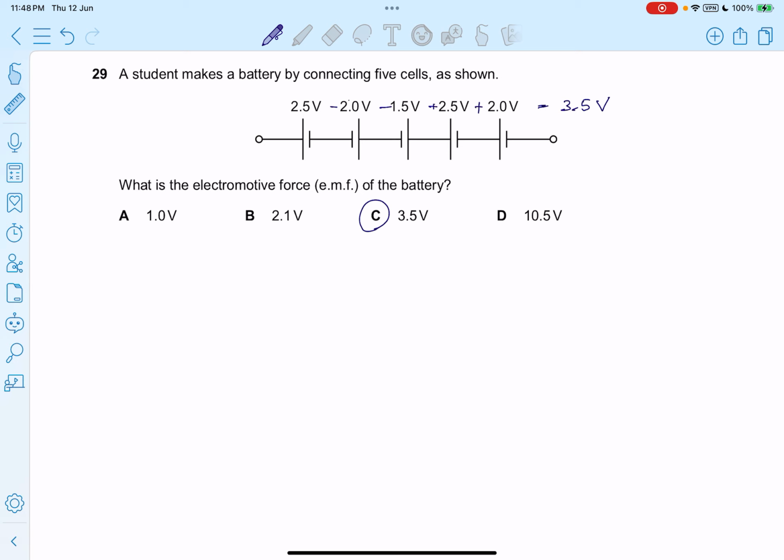We can see that this is connected in series and some of them are connected the wrong way. Basically this one and this one. The rest are in the same direction. So we have to subtract the EMF of these two batteries from the entire total. So if we just do 2.5 minus 2 minus 1.5 plus 2.5 plus 2, you'll get 3.5 volts. So 29 is C. C is the correct answer.